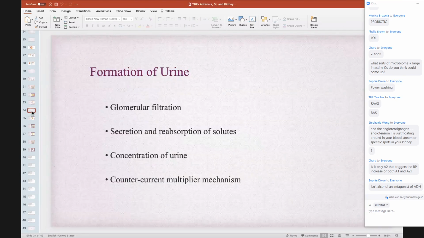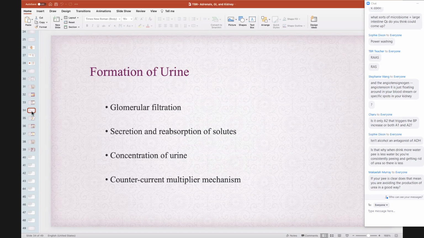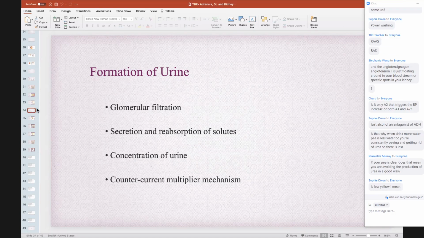Alrighty. We have 30 minutes or so to go over probably the hardest part of the kidney lecture, second to the renin-angiotensin-aldosterone pathway. So the formation of urine. Here's a couple questions.